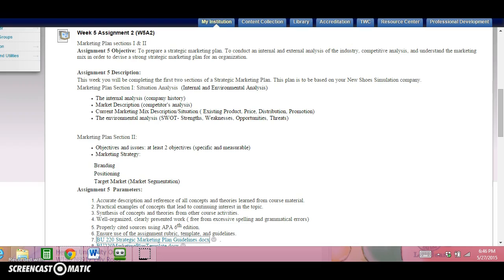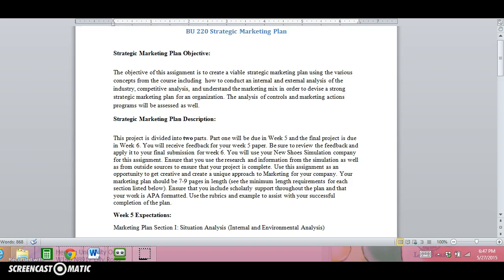So now I would like to take a look at the strategic marketing plan guidelines. The objective of this plan, as we discussed earlier, is to create a viable strategic marketing plan. In addition to the information discussed earlier, you will also be analyzing the controls and marketing actions. I recommend that you review the strategic marketing plan guideline in detail so that you can have a clear understanding of the assignment and the objectives. Again, it is divided into two parts. I will only discuss the information that is vital to week five in this particular presentation.